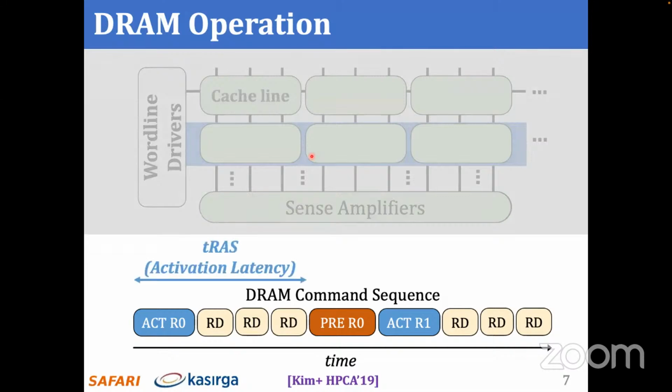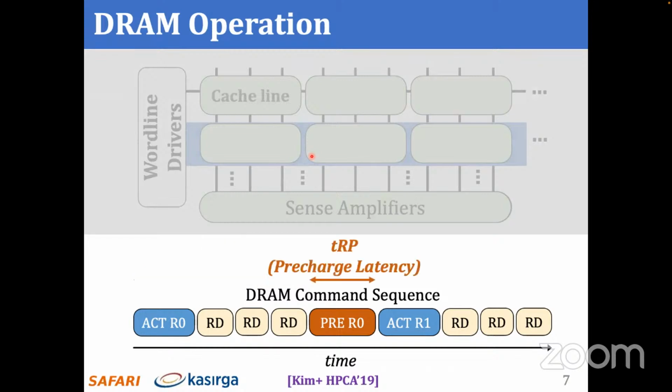Yeah, I'll talk about two important timing parameters. First one is called TRAS. This is also called the activation latency, and it determines the time between successive activate and pre-charge commands to the same DRAM bank. And we must wait at least for TRAS amount of time before we send a pre-charge command after sending an activate command.